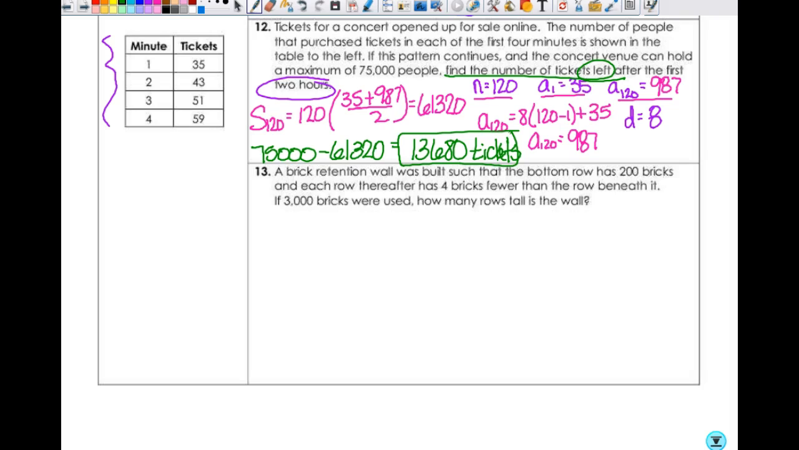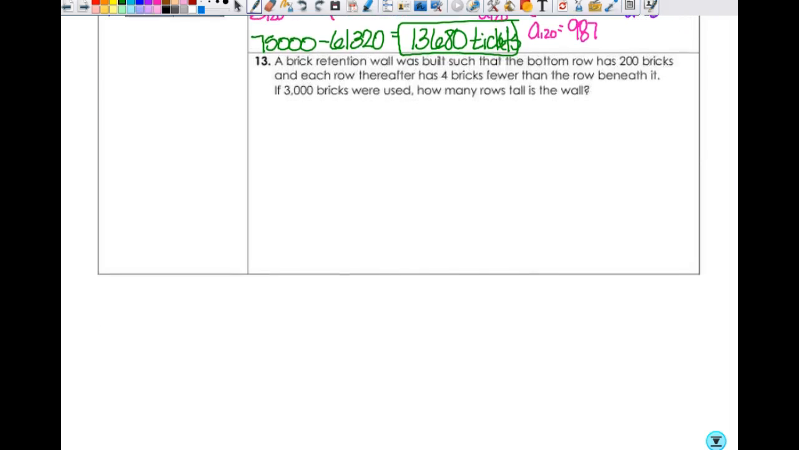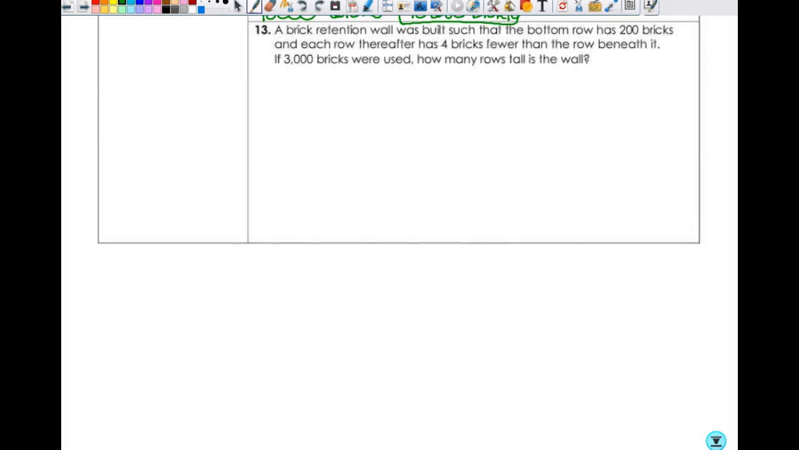All right. Number 13 is a little bit different. It says a brick retention wall was built such that the bottom row has 200 bricks and each row thereafter has 4 bricks fewer than the row beneath it. If 3,000 bricks were used, how many rows tall is the wall?